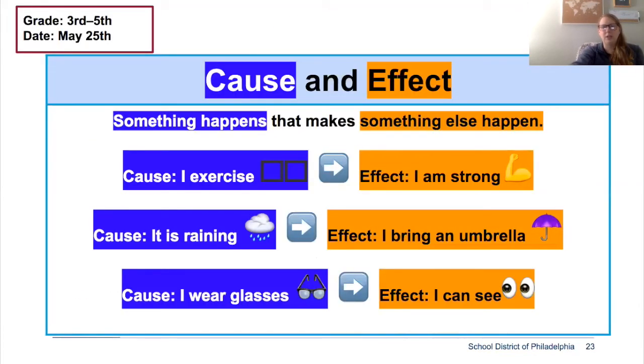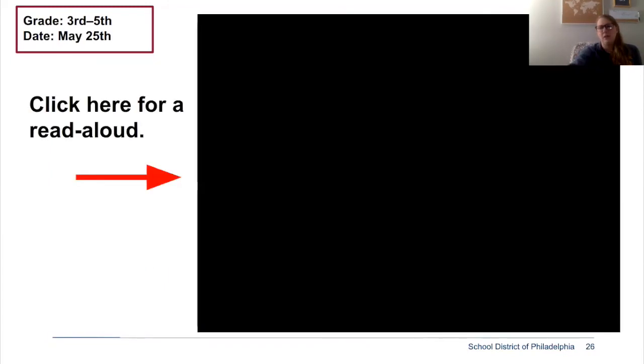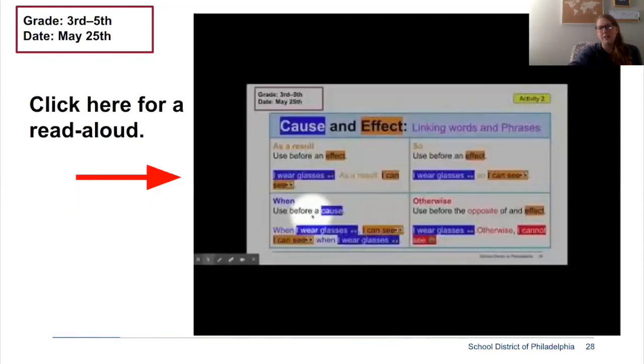Okay, again, we're still working with the Living in Space text, but now we're going to talk about cause and effect. Something that happens that then makes something else happen. For instance, I exercise, therefore I'm strong. Or it's raining, so I need to bring an umbrella, and I wear glasses, so now I can see. All right, so we're using these linking words like so or because. That's coming before the effect. The cause happens, so this happens. The cause happened because this happened. So I want you to make sure you're using them in your sentences.